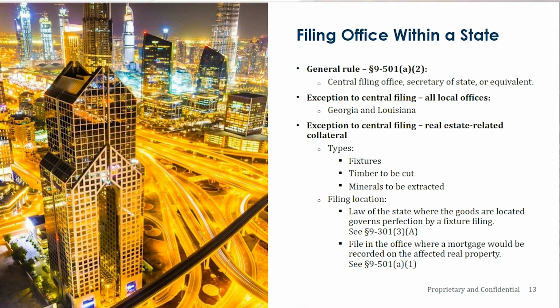When filing within a state, the general rule is to file at the Central Filing Office, Secretary of State, or equivalent. Of course, there are exceptions to this when filing in Georgia or Louisiana. If real estate-related collateral is involved, such as fixtures, timber to be cut, or minerals to be extracted, the filing location could be where the goods are located, and it also governs the perfection of that fixture filing, or file in the office where a mortgage would be recorded on the affected real property.